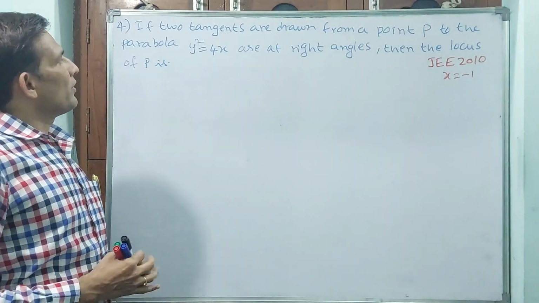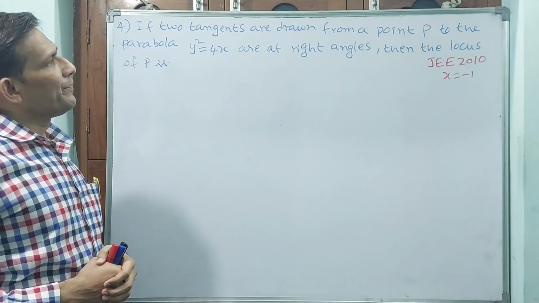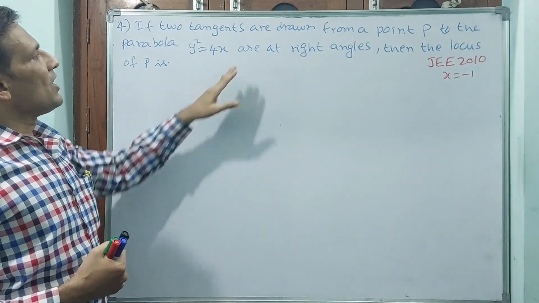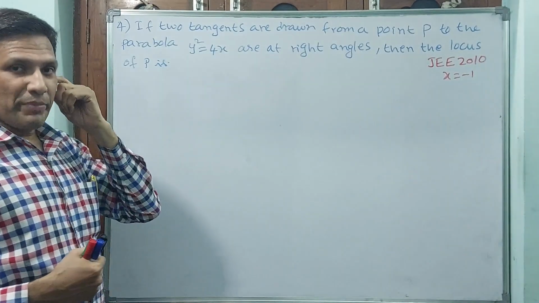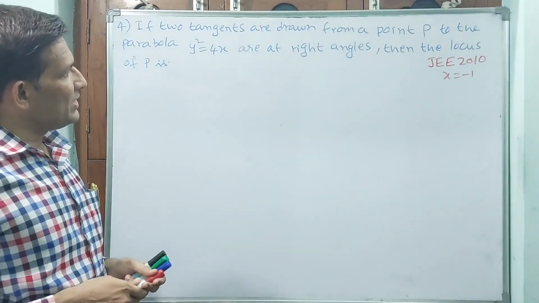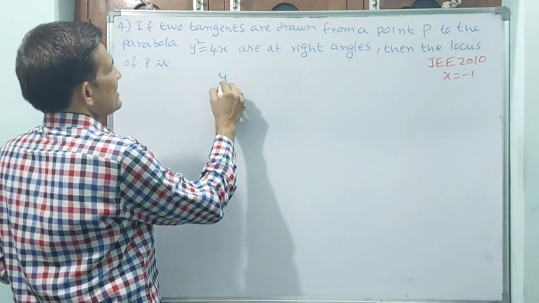See question number 4. If two tangents are drawn from a point P to the parabola y squared is equal to 4x and are at right angles, then the locus of P is... First of all, let me write the parabola. What is this parabola? y squared is equal to 4x.